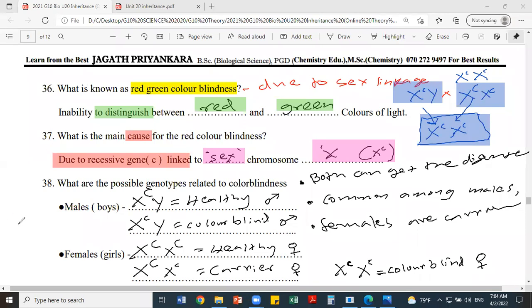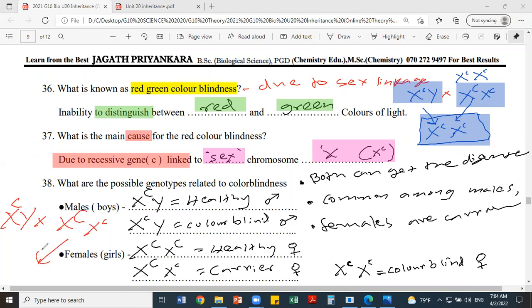Is this type of marriage possible? A healthy male, capital C Y, married to a carrier female. Both are not having the disease. The mother is a carrier: she is not having the disease, but she is a carrier.